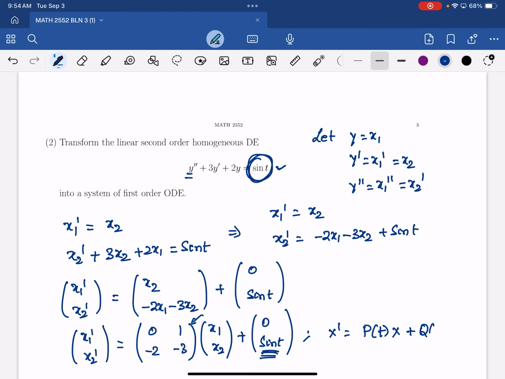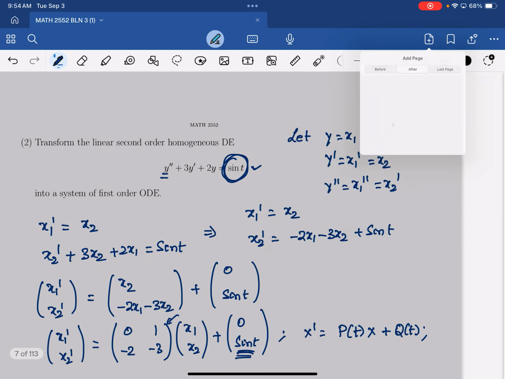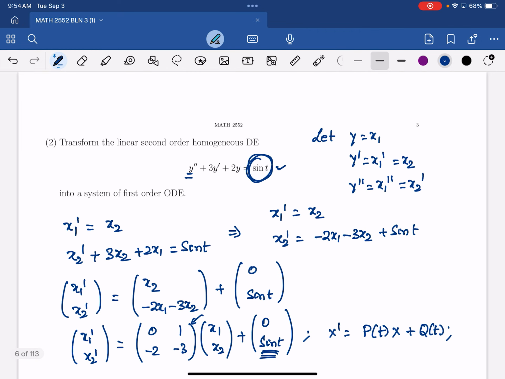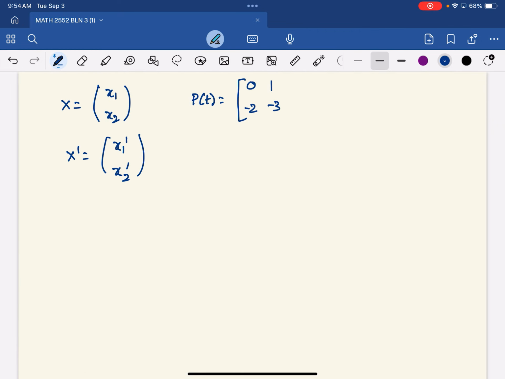Once again, you can see that my vector x is nothing but x1 and x2. My x prime is nothing but the derivative of the vector x1 and x2. The derivatives are with respect to t. In my p of t, the matrix p of t is going to be 0, 1, -2, -3. Then your non-homogeneous term q of t is going to be 0 and a sine t. Okay?